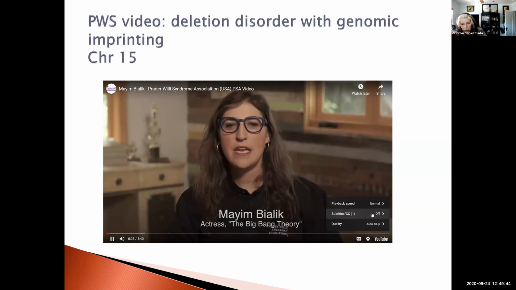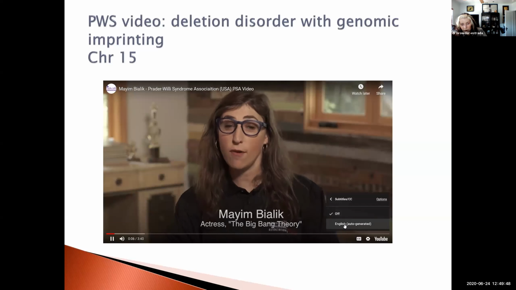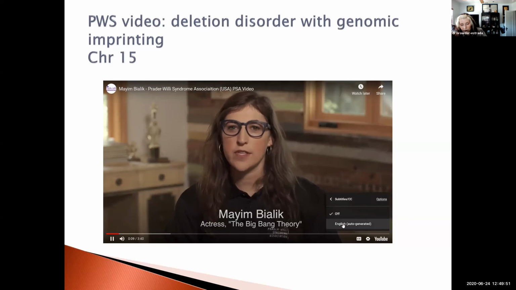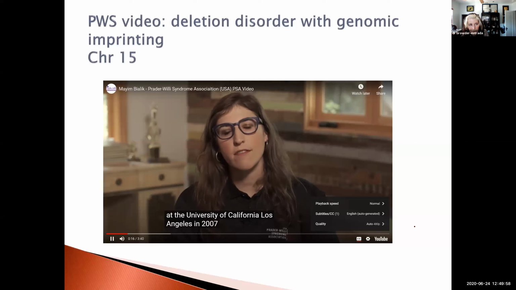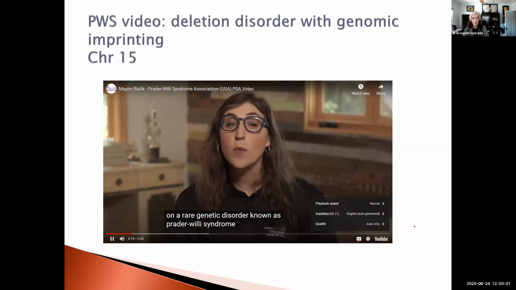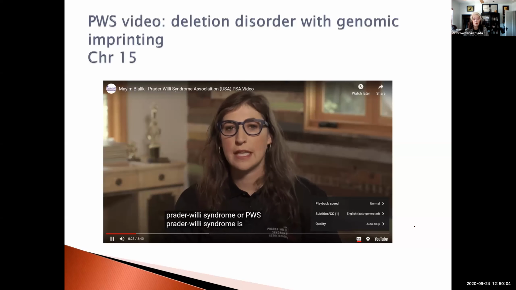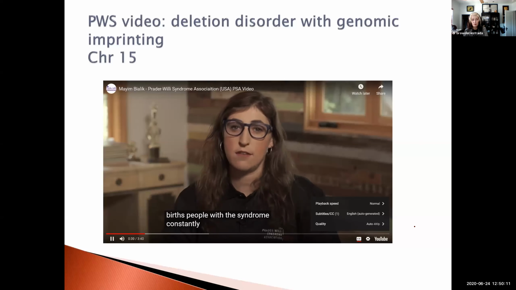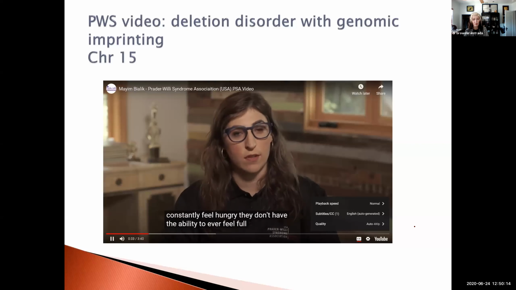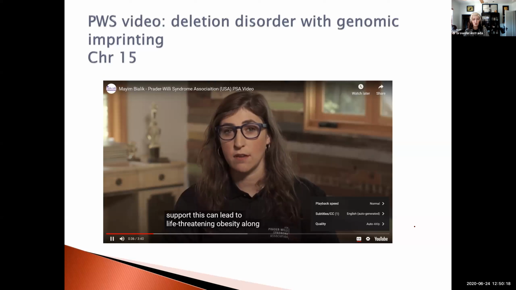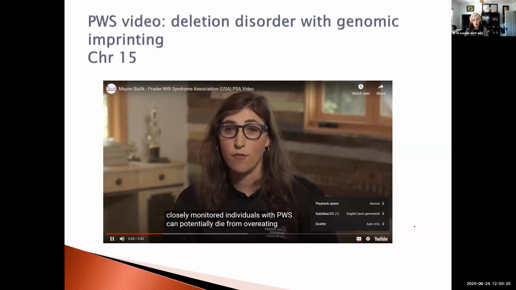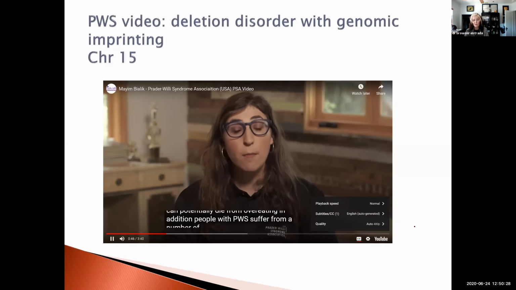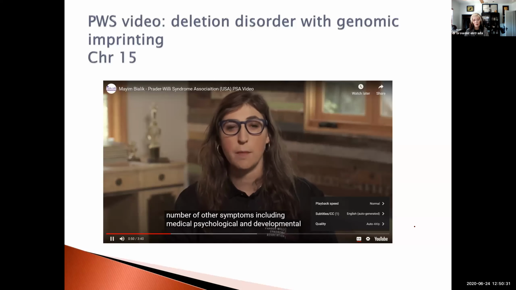Hi, I'm Mayim Bialik. You may know me as Amy Farrah Fowler from the hit comedy show The Big Bang Theory, or from the TV show Blossom. What some of you may not know is I have a doctoral degree in neuroscience. While working on my degree at the University of California, Los Angeles, in 2007, I wrote my dissertation on a rare genetic disorder known as Prader-Willi syndrome, or PWS. Prader-Willi syndrome is the leading cause of childhood obesity, and it affects approximately 1 in 15,000 births. People with this syndrome constantly feel hungry. They don't have the ability to ever feel full. So without support, this can lead to life-threatening obesity, along with many other medical complications. If not closely monitored, individuals with PWS can potentially die from overeating. In addition, people with PWS suffer from a number of other symptoms, including medical, psychological, and developmental challenges.